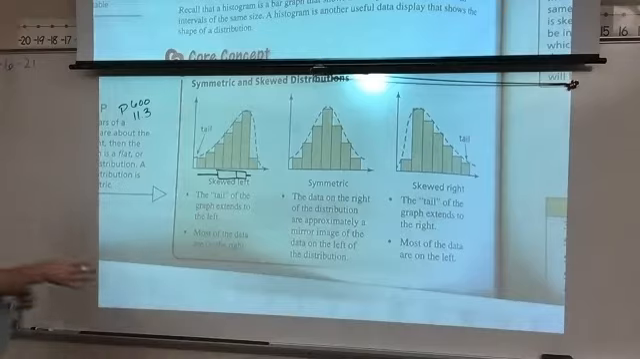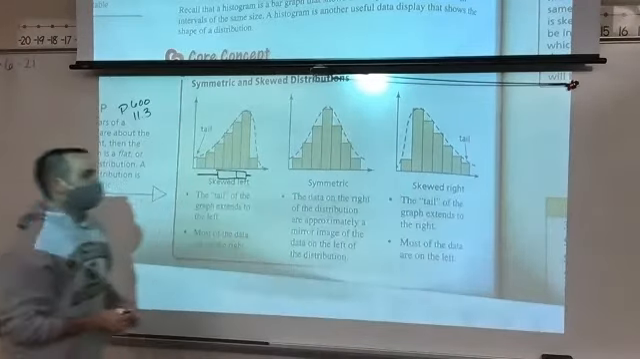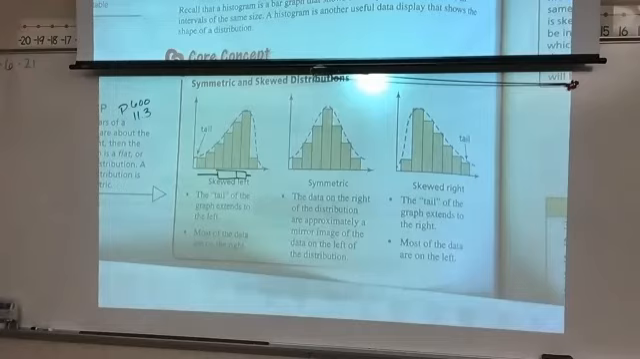Same thing with the skewed right. We are stretching it out to the right. Okay? We just got to be able to identify. A lot of the questions today are, what type of distribution is this? Skewed left, skewed right, symmetric. Okay, so that's part of it.